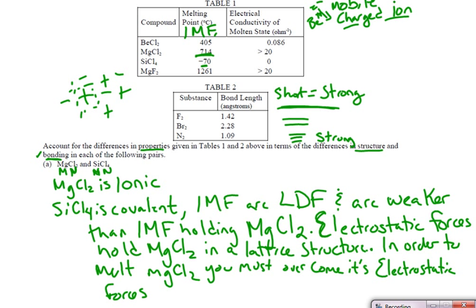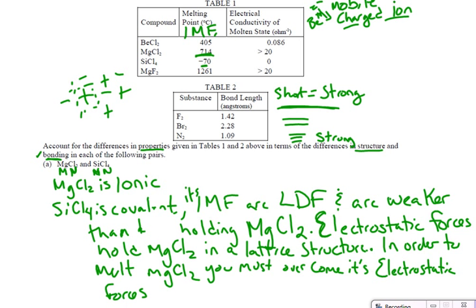Before I move on, let me just double check, make sure I have things that make sense. So silicon tetrachloride is covalent. Its intermolecular forces are London dispersion forces and are weaker than the... wait a minute. Magnesium chloride isn't a molecule, so it can't be intermolecular. It must be something else. Let's get rid of that. Are weaker than, we could say, electrostatic forces.